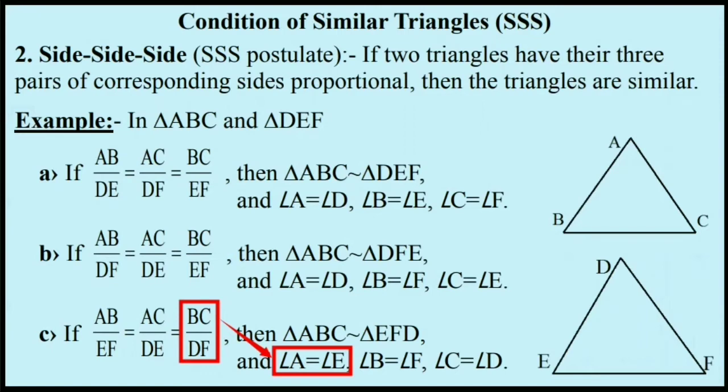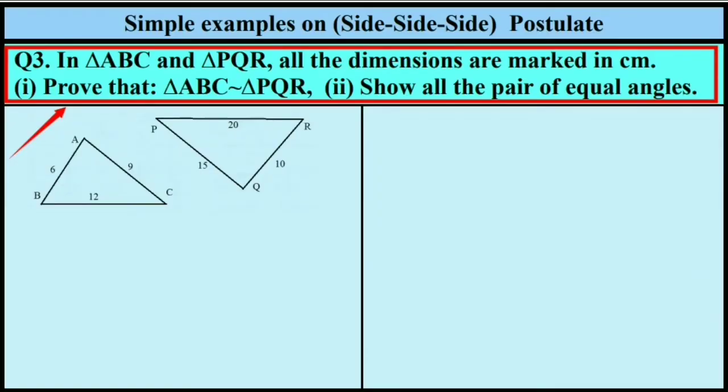I take a question which is based on the same criteria or same postulate. Question number 3. In triangle ABC and triangle PQR, all the dimensions are marked in centimeters in the diagram itself. Hence, prove that triangle ABC is similar to triangle PQR. And the next part of the question is, show all the pairs of equal angles in these two triangles.